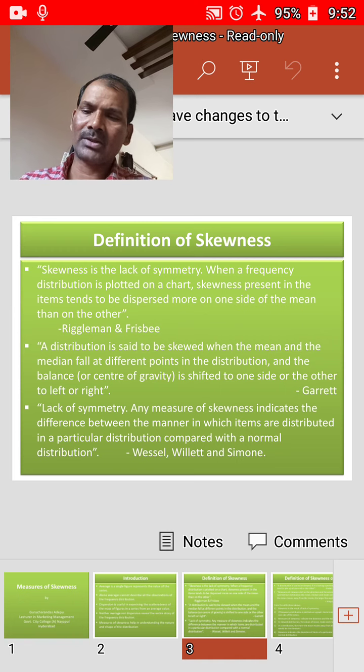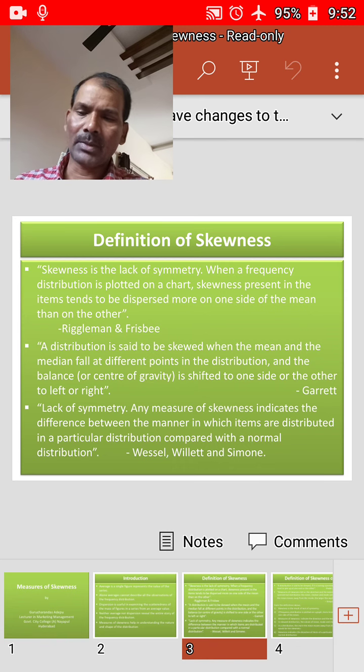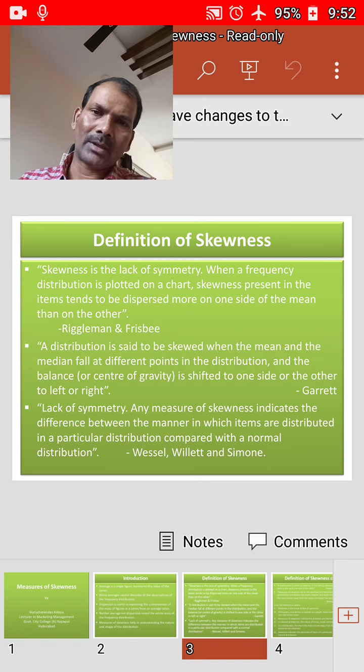In which direction the distribution is proceeding and to what extent the skewness is found. To what extent the disparity, we call it, is found in the given distribution. In a symmetric distribution, the mean, median, and mode are identical. And the more the mean moves away from the mode, the larger the asymmetry or skewness.